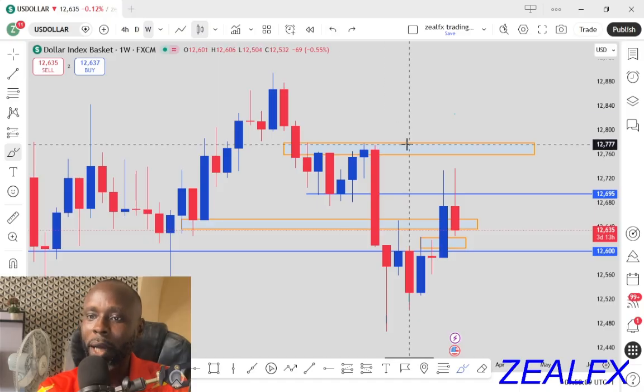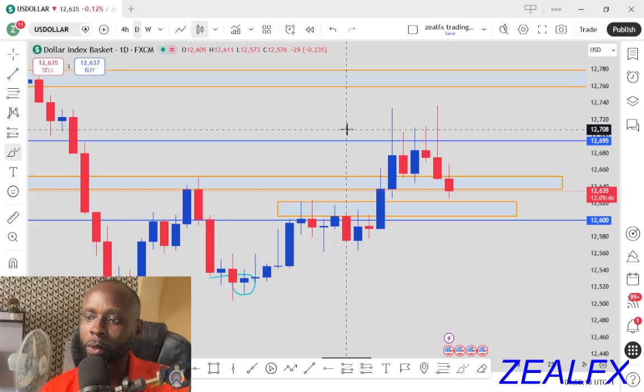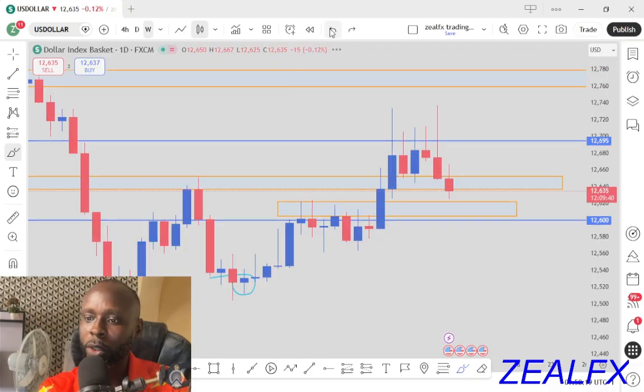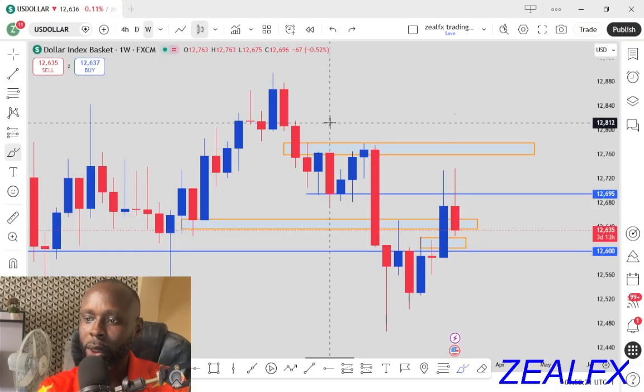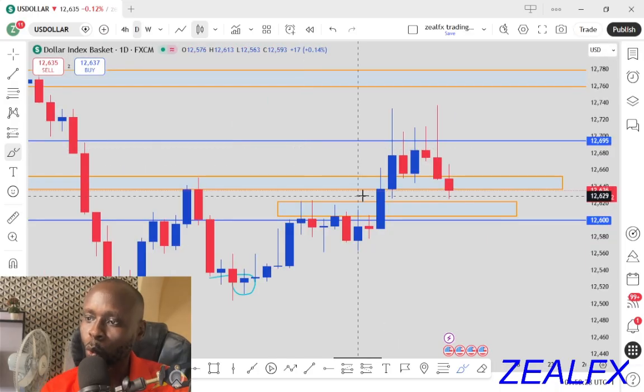So let's go back to the daily chart of the dollar index. You can see from the daily chart of the dollar index now, the dollar index is showing a sign of strength for more of a bullish trend this coming week. So as long as the dollar is showing more of a bullish trend, our job now is to look for more of the buying opportunity for the dollar index.